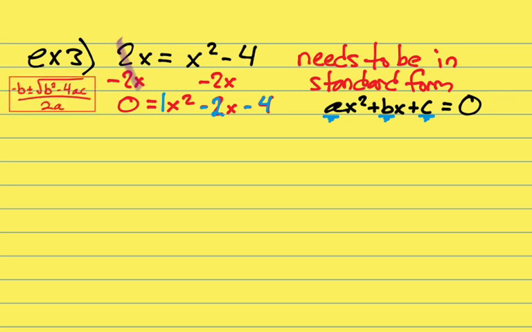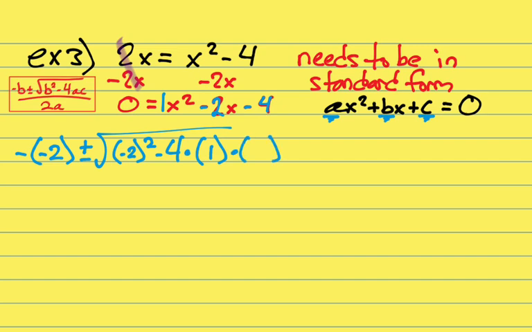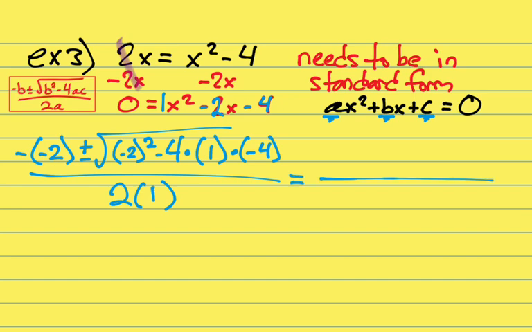Now let's plug our values into the quadratic formula, starting with the negative of b, which is negative 2. Then plus or minus the square root of b squared, which was again negative 2, minus 4 times a, which was 1, times c, which was negative 4. All of that goes over 2 times a, which is 1. Set up a new fraction bar and fill in the top and bottom. The negative of negative 2 is positive 2, so write down 2 first.